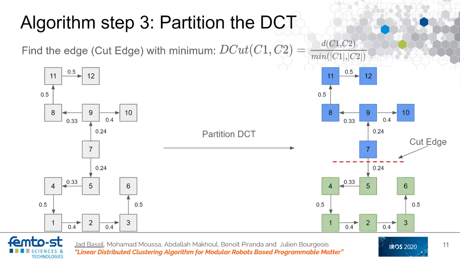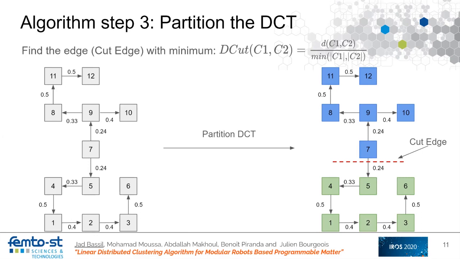Since the tree forms an acyclic graph, removing a cut edge will result in two clusters. The root will then initiate the search for the cut edge, which is the edge with minimum V-cut value, defined as the weight of the edge separating the two clusters divided by the minimum of their sizes to avoid splitting small sets of modules. On our example, the cut edge is the edge between modules 5 and 7.